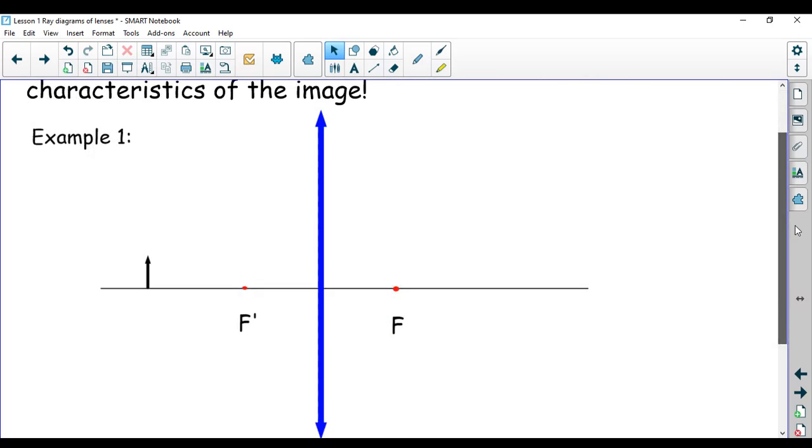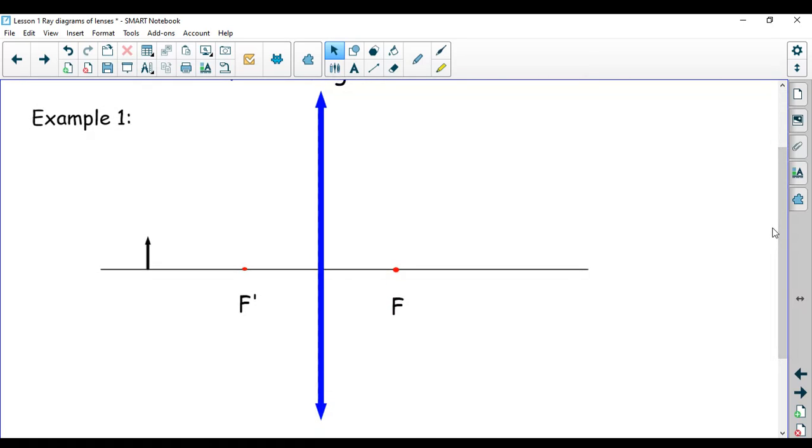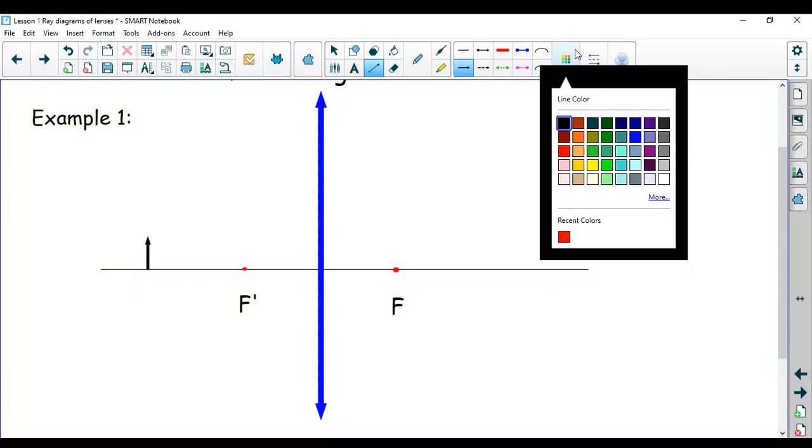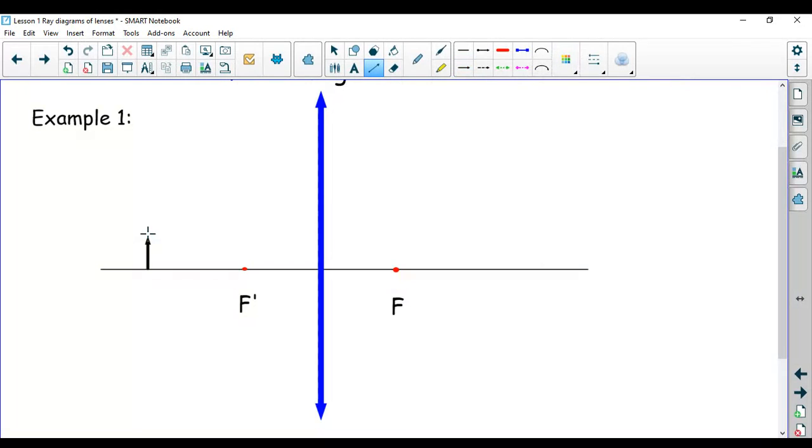So in the previous video, we learned how to make the line. So we're going to use those same three lines, and I'm going to do them in the same order just to make it a little easier, just so that you can follow along. So my first line, remember, goes through the top of the object, straight into the lens, and then down through the focal point.